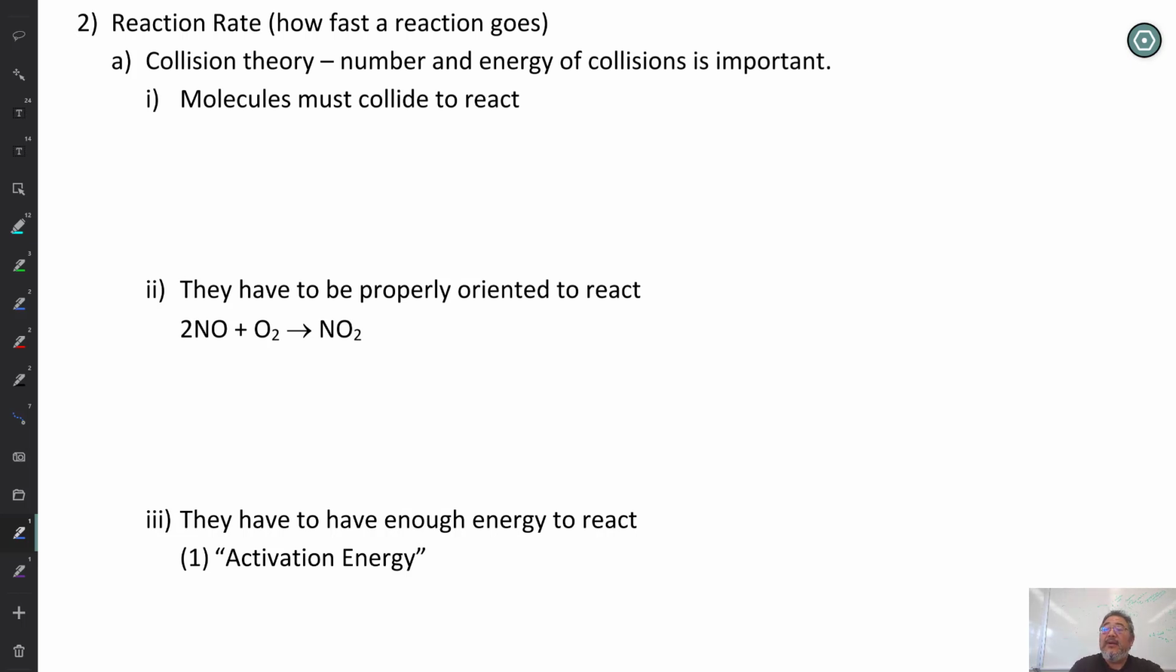So in order for two molecules to react, they have to collide, okay? Now, there's a couple of other things, and I'm going to talk through a lot of this so I don't write on the screen and bump through it, but molecules must collide to react. Now, here's the interesting thing about this.